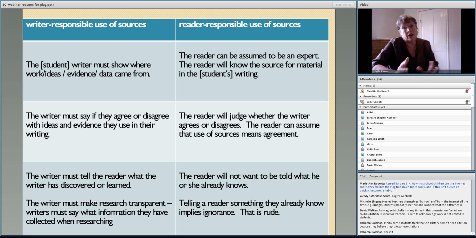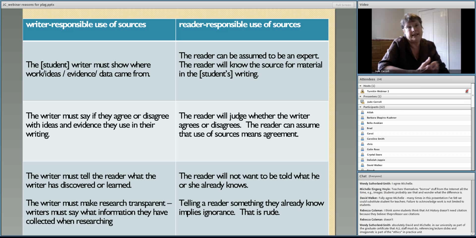So here's a chart of what I call writer responsibility and reader responsibility. Let's read this chart together. Under the first column on the left, where it says writer responsible use of sources, where students are working within a writer responsible place, for example, in the United Kingdom, we have a very writer responsible set of assumptions. The student writer must show where the ideas come from. And in the second box, the writer must say if they agree or disagree. They have to say it explicitly, using evidence in their writing. And the last box, the writer has to tell the reader what the writer has discovered, and the writer has to make that research transparent.